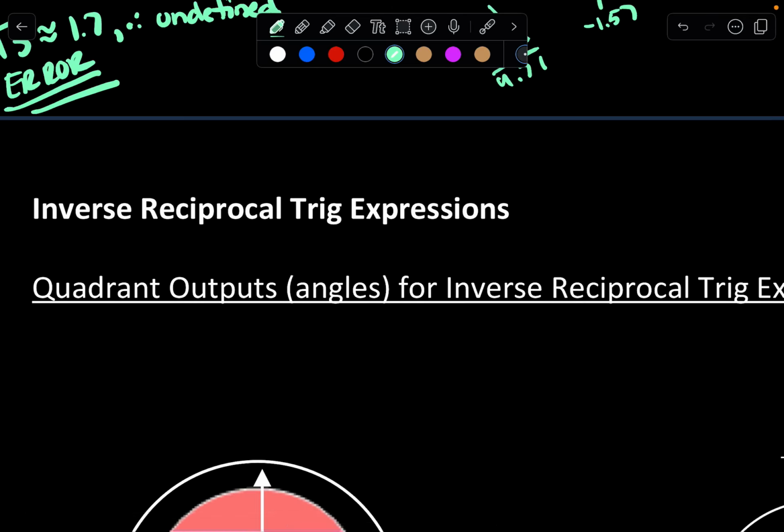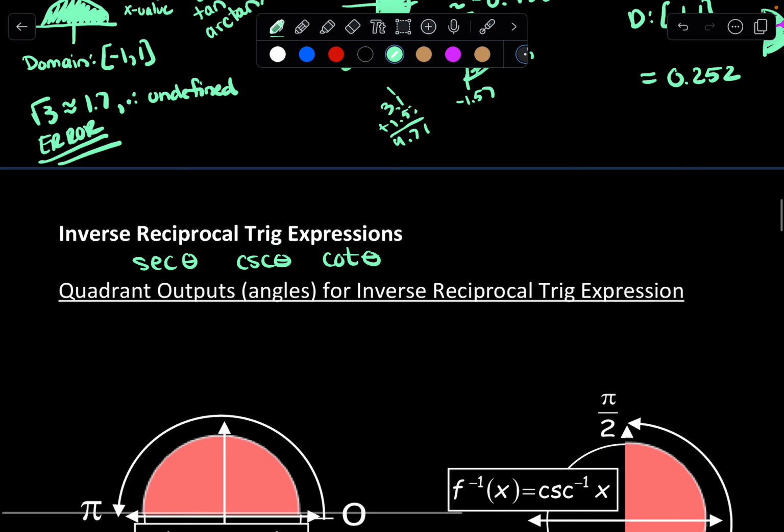So the next video is going to be on inverse reciprocal trig expressions. So this is going to be on secant theta, cosecant theta, and cotangent theta. We got introduced to these in the previous unit and how they are the reciprocals of cosine, sine, and tangent. So it gets a little more confusing here because now we said don't treat them as reciprocals, but now we're looking at the inverse of the reciprocals, okay?